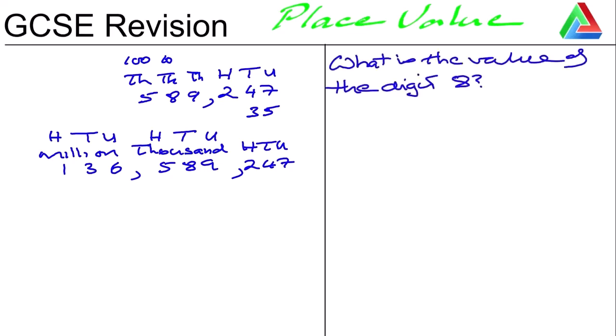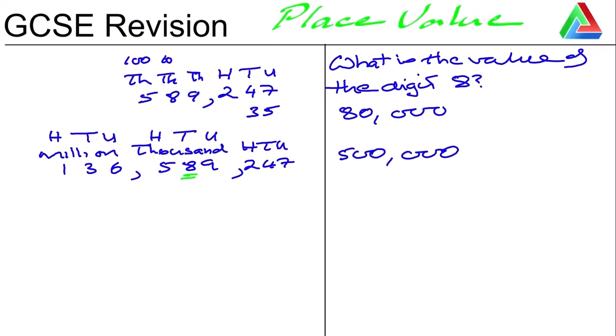What is the value of the digit 8? So 8 is here, and then you would simply write 80,000. Or you could take it from here, 80,000. Now let's do another one. What is the value of the digit 5? So again, 5 is in here, so it's 500,000. Or from here, 500,000. So that's getting bigger from the units.